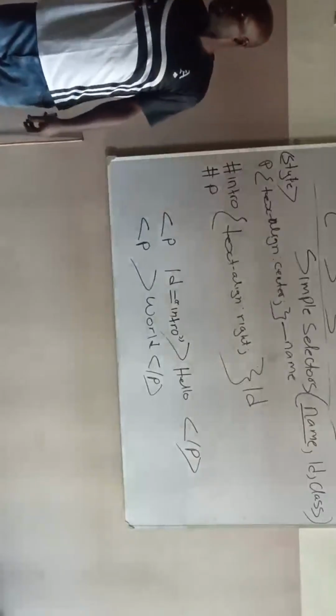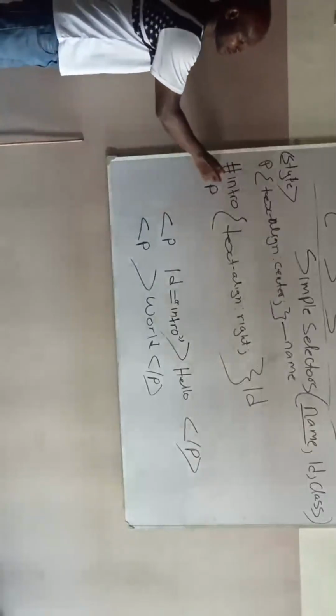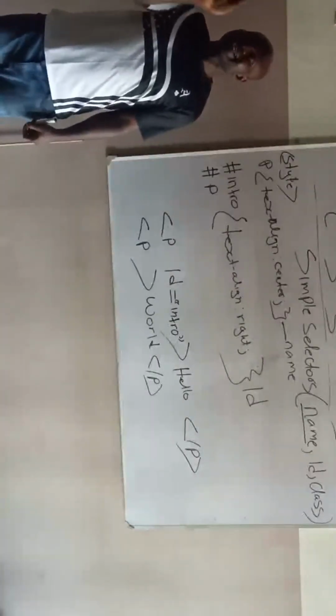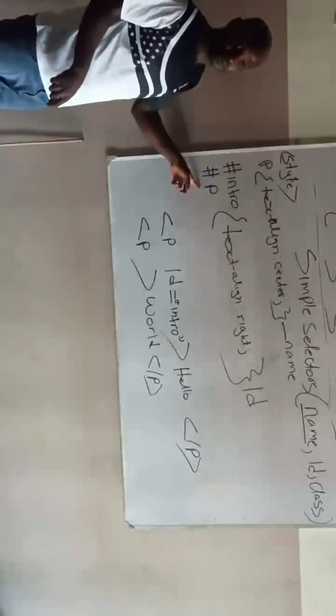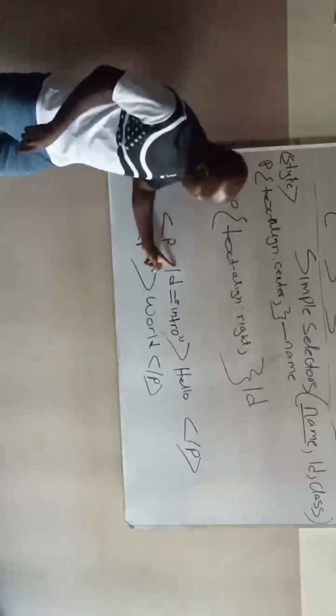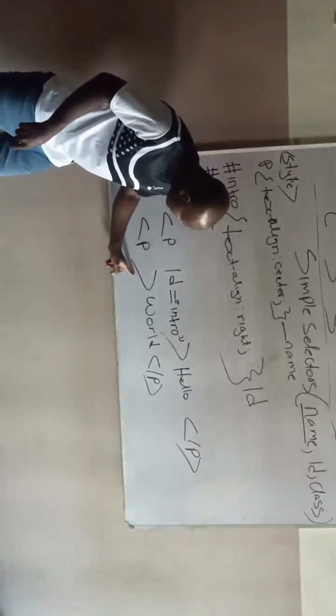and look for the person. Just like I said, hashtag Soludo. Once you see this hash, what I'm trying to say is, go to this web page and look for any element that has an ID of P. Every element that has the ID P.